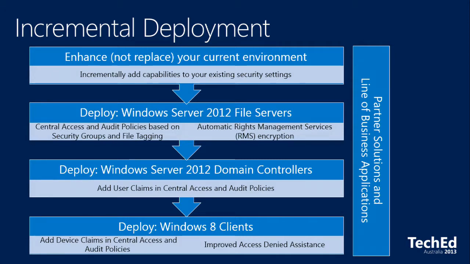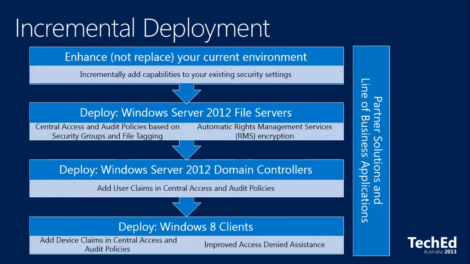We now have the capability to have central access and audit policies based on security groups and file tagging, but not claims. We also have the ability to implement automatic Rights Management Service if you've got RMS, once again based on security groups and file tagging. If we have 2012 domain controllers, we can also use these central access policies with user claims as well. We're leveraging the information that's already stored in AD for access rather than just lookup and reporting.